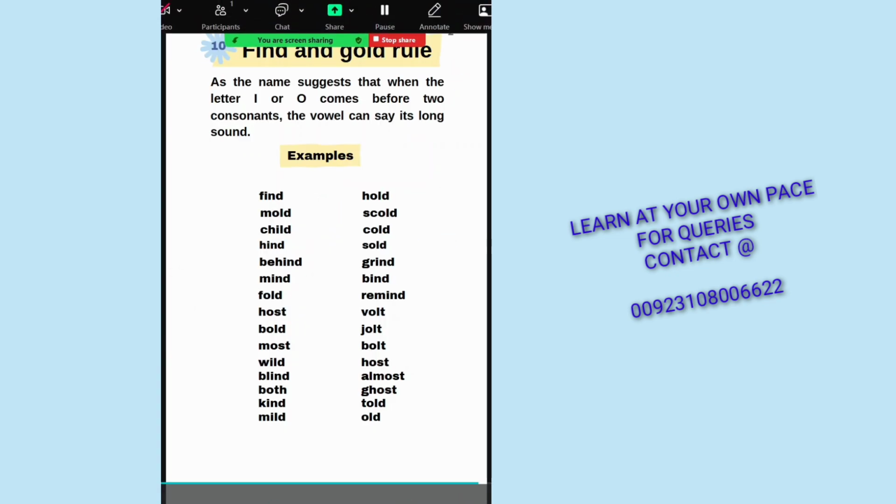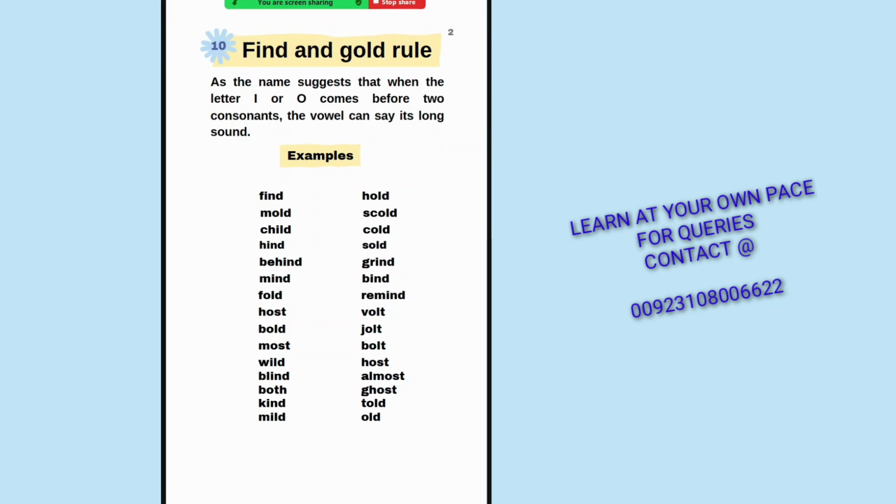Okay, now the find and gold rule. This is a very simple rule. As the name suggests, find and gold. When letter I and letter O come before two consonants, like nd, ld, the vowel can say its long sound, as in find and in gold. Some other examples are mold, child, hind, behind, mind, holds, cold. There are many examples.